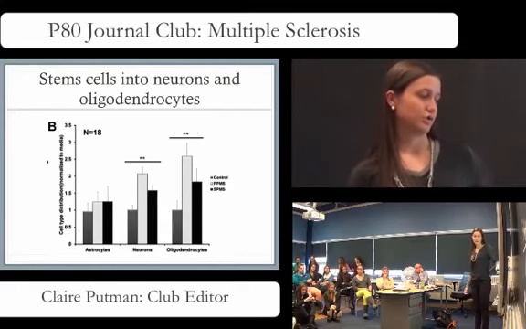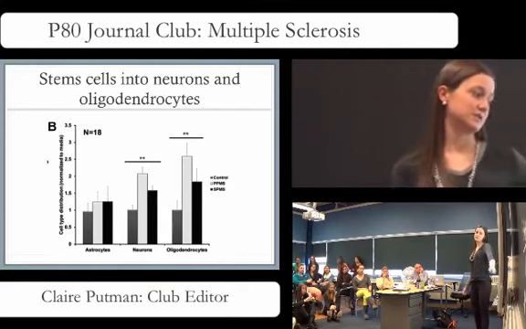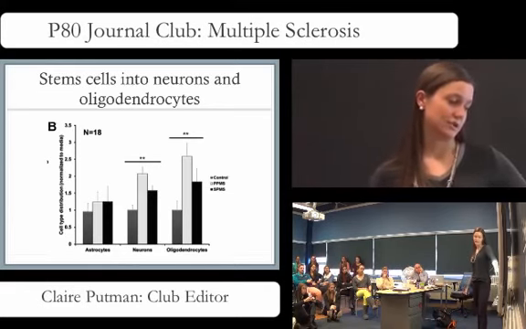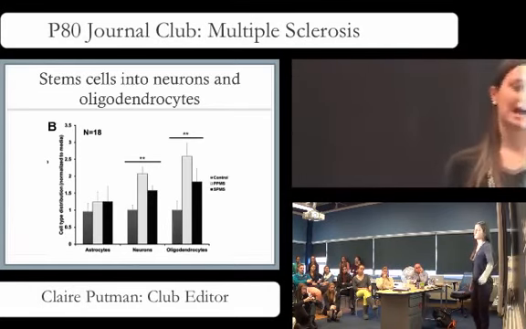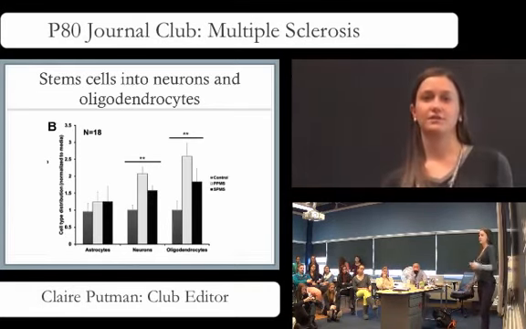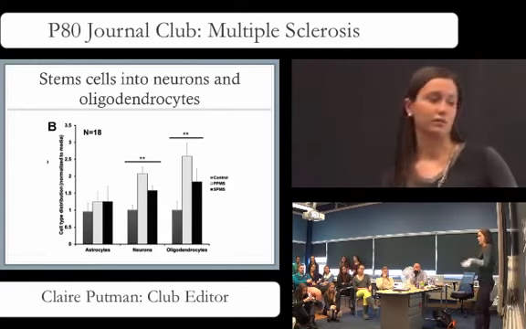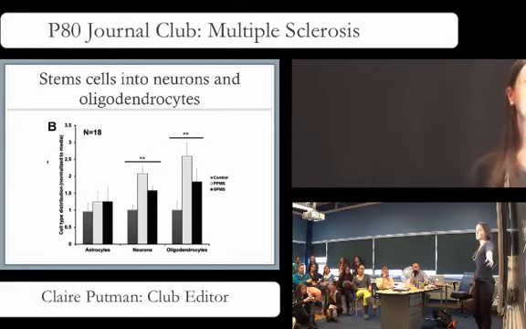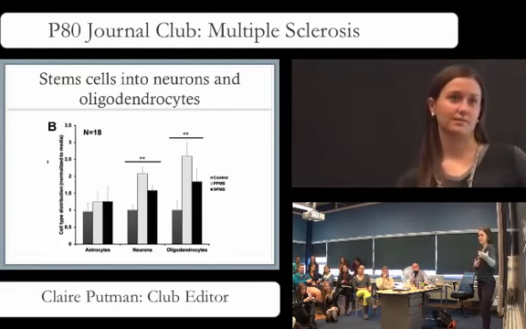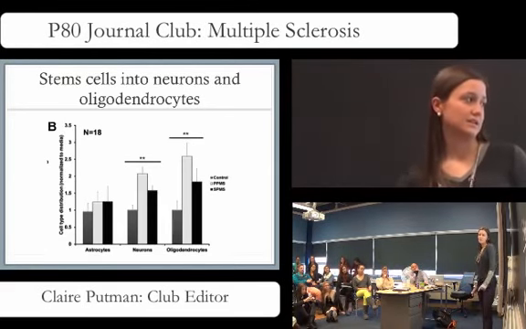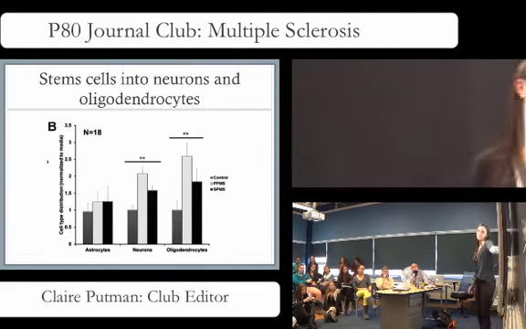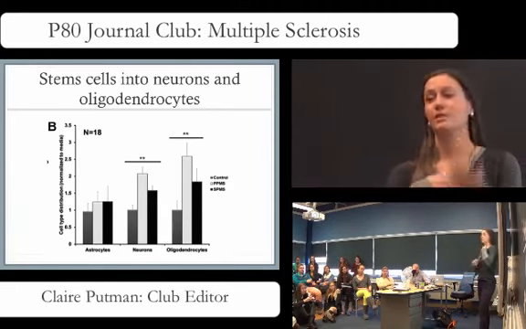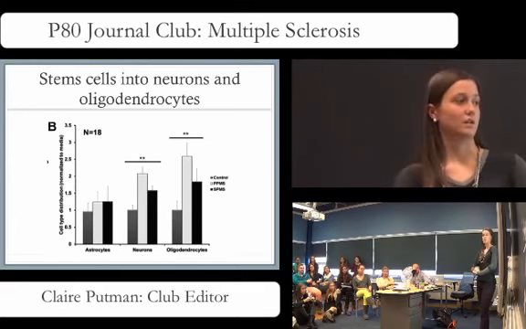Here it shows you what the stem cells turned into. In a regular person, they would equally turn into astrocytes, neurons, and oligodendrocytes. Astrocytes are just different cells in the brain that aren't neurons or oligodendrocytes. If this is the part that's damaged, that's what you would want the stem cells to turn into. These levels were higher than this, which is good because that means they were able to replace the damaged cells in the brain.